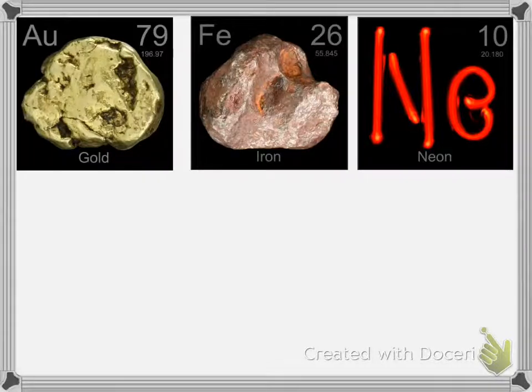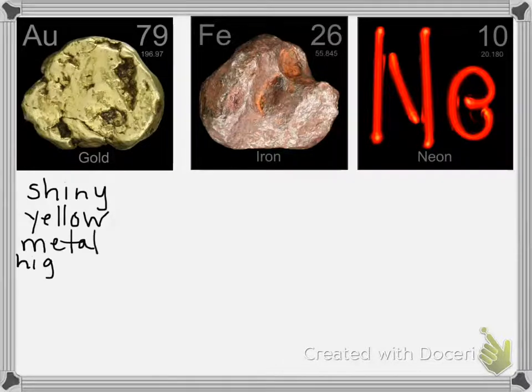Okay, so I've picked three elements that most of us are familiar with. We've got gold, iron, and neon. What are some things about gold that make it unique? Well, it's shiny, it's a yellow color, it's a metal, it has a very high melting point.